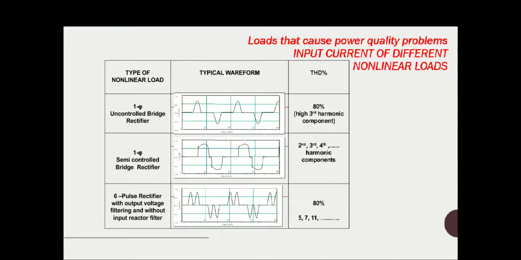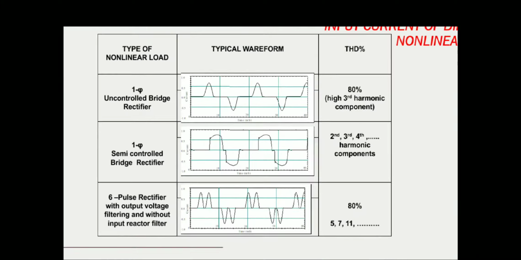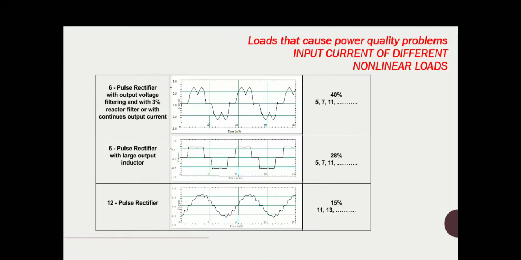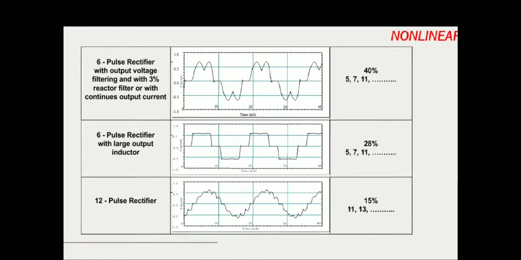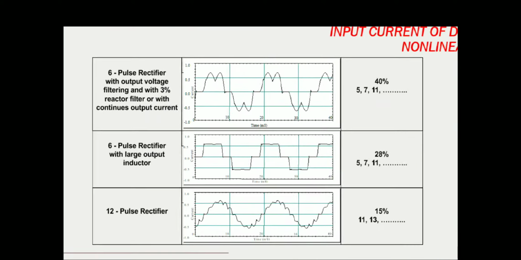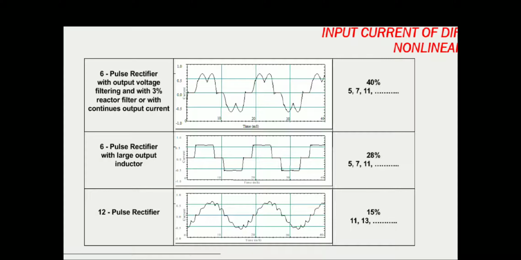If you are using output voltage filtering, THD is around 80%. Without any input filter, you will get a THD around 80%, and 5th, 7th, 11th harmonics are present in that system. And this one, a 6 pulse rectifier with the output voltage filtering and the presence of a 3% reactor filter at the input side, the THD is around 40%, and 5th, 7th, and 11th harmonics are present.